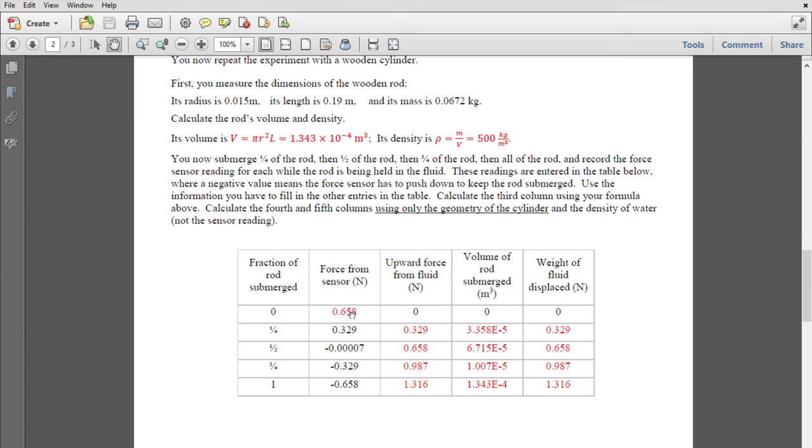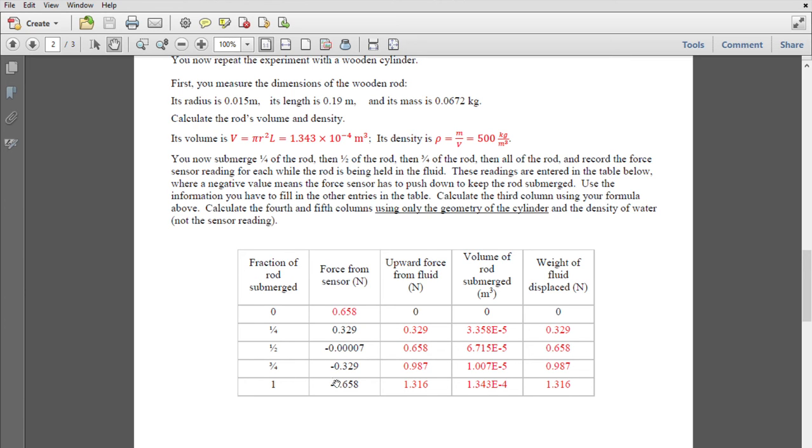The only thing that's a little bit confusing or different is that, of course, when the object is not submerged, this piece of wood is not submerged, the force sensor is pulling up on it, and that's a positive reading for the force sensor. So when it's not submerged, positive reading. Quarter of the way submerged, positive reading. Then halfway submerged, it's very close to 0, and that means it almost floats by itself halfway submerged, and so the force sensor hardly has to exert a force on it at all, but it's slightly negative, and that means it's pushing down slightly on it.